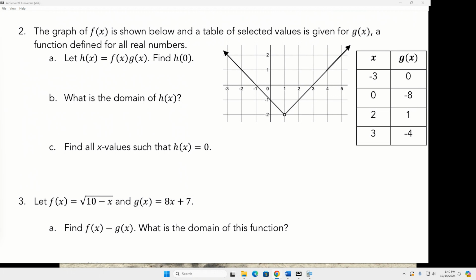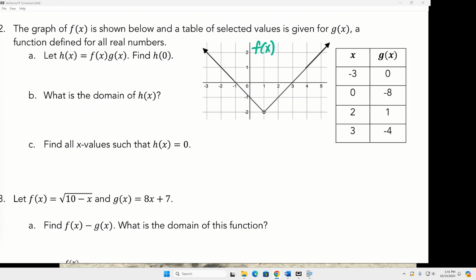Alright, so let's look at number 2. We have a function that is a graph. So f is this graph. And g is that table. And these aren't assigned to like pie prices or number of people. So when we go to do the domain, it doesn't have to do with like numbers of things. So it's just random functions.